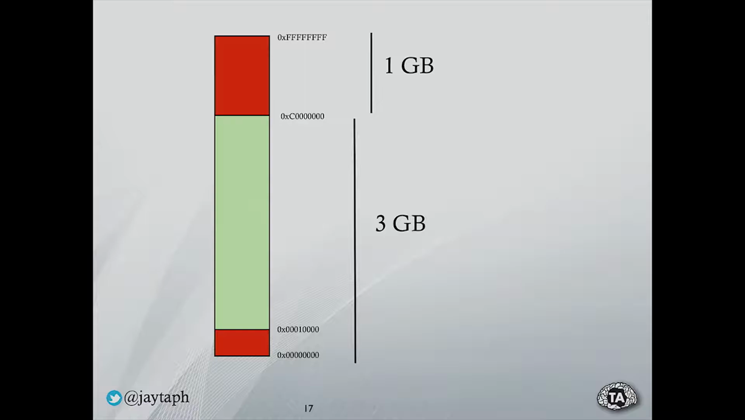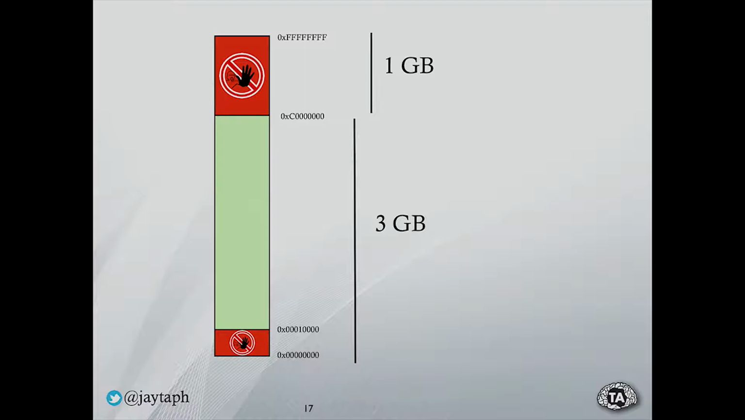On Windows machines, 32-bit machines, that was actually a split between 2 gigabytes and 2 gigabytes. So you had 2 gigabytes for the kernel and 2 gigabytes for the application. But you could also change that. So normally 3:1 is the most common split. So you're not allowed to touch that as an application. Only the kernel, the operating system, is allowed to touch that memory.